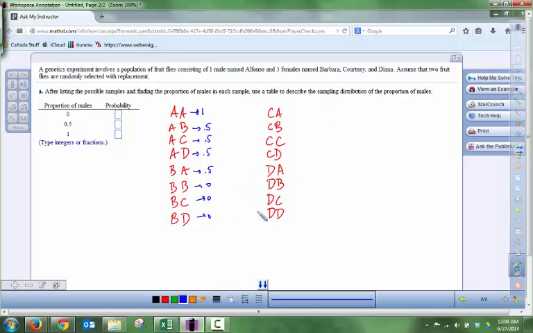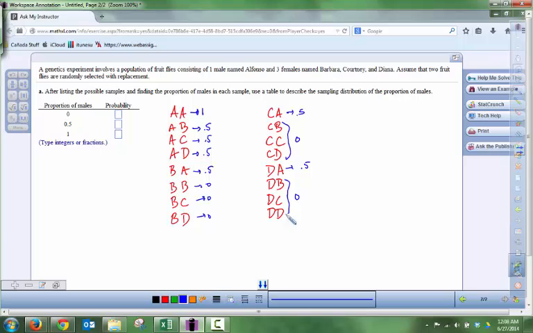So that's how we want to figure out these things. So I think the only 100% male here is Alfonso and Alfonso. Everything else would be either 50%. So any sample that has Alfonso in it, since he's the only male, is going to be 50%. All the others will have 0% male. And so that's the proportion of males that we have.